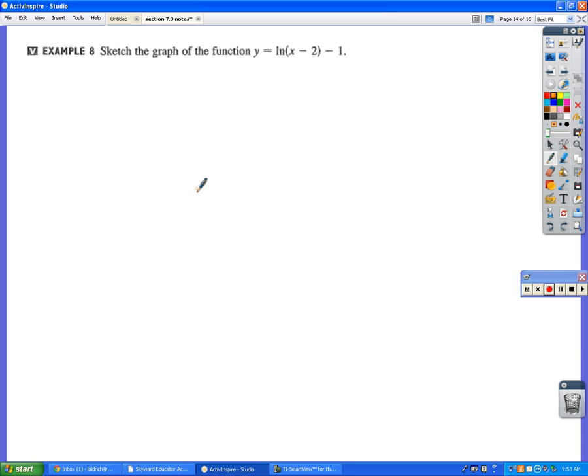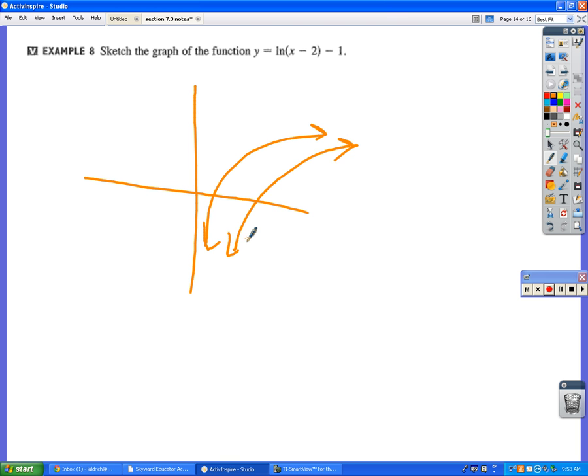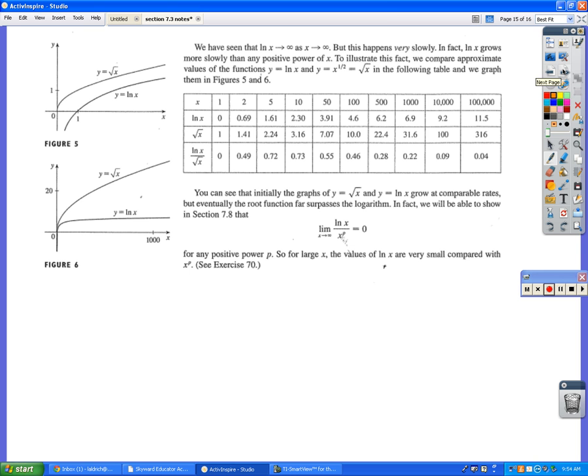Okay, so if you were to sketch the graph of this, all you need to know is that normally it's going to look like this, but it's going to go to the right 2 because of the minus 2 inside, and then it's going to go down 1, because of the minus 1 on the outside. You guys remember that hopefully from your transformations of graphs that were pounded into your brain over the course of the last couple of years.